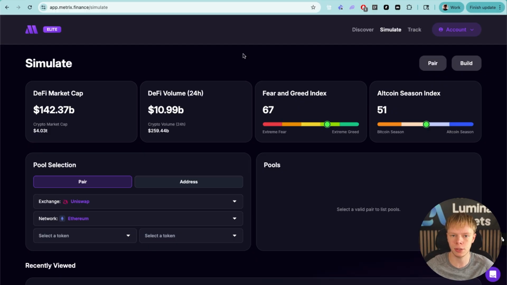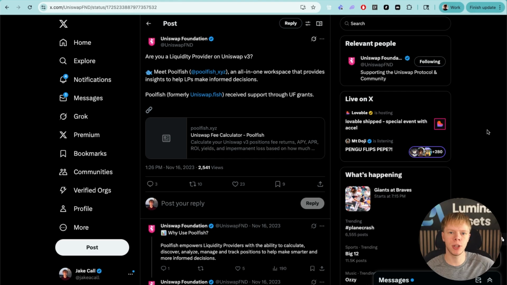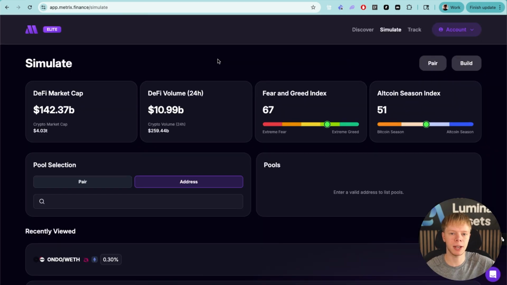And if that means that there are other tools out there outside of Metrix Finance, we will use those in our analysis. Now PoolFish back in the day used to be primarily focused only on Uniswap, and it was funded by the Uniswap Foundation, which is the official foundation and DAO behind Uniswap Labs. And some of you may understand the backstory, but Metrix Finance previously forked the open source code of Uniswap Fish, and then later on transitioned into its own tool.